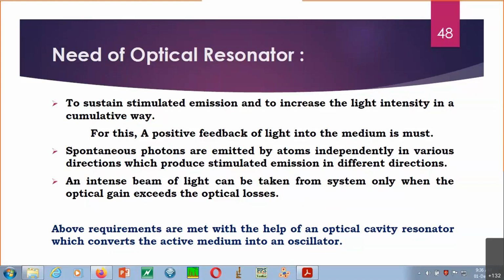That is what happens in the laser case also. If the optical gain from the resonator is much more than the optical losses, or exceeds them, then you can take out the signal from the optical resonator as a laser signal. So all these three criteria are going to be fulfilled with the help of the optical resonator. That's why we say the optical resonator is a very important part of any laser device.